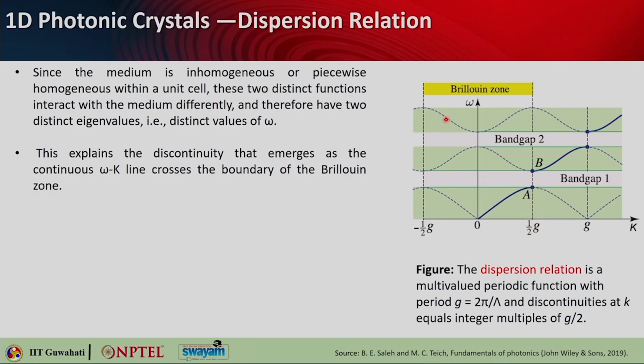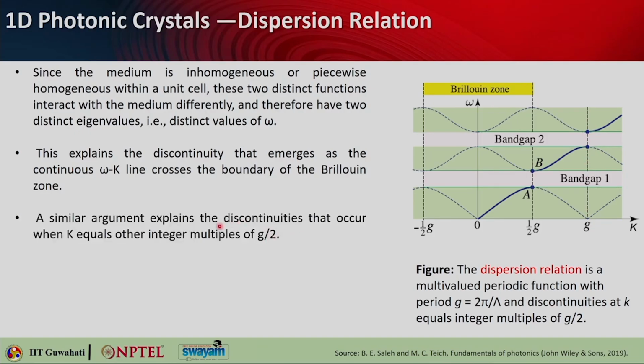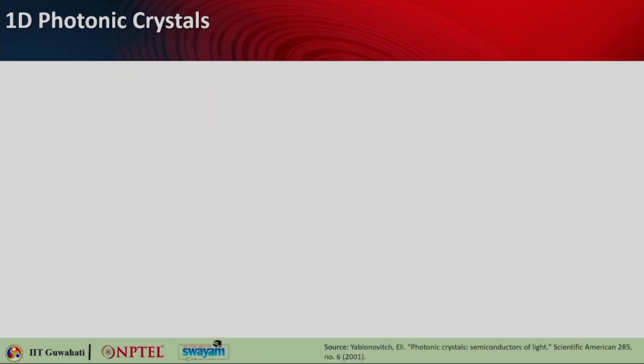So, this is the Brillouin zone boundary, these vertical dashed lines. Whenever they cross the Brillouin zone boundary, you will find a discontinuity. Here also they are crossing the Brillouin zone boundary, so we will get this discontinuity. A similar argument explains the discontinuities that occur at k equal to any other integral multiple of g by 2. That was happening here, it is 2 times g by 2, so this is where you will also get the discontinuity. If you proceed further, you will find 3g by 2, and in that case you will find another discontinuity.